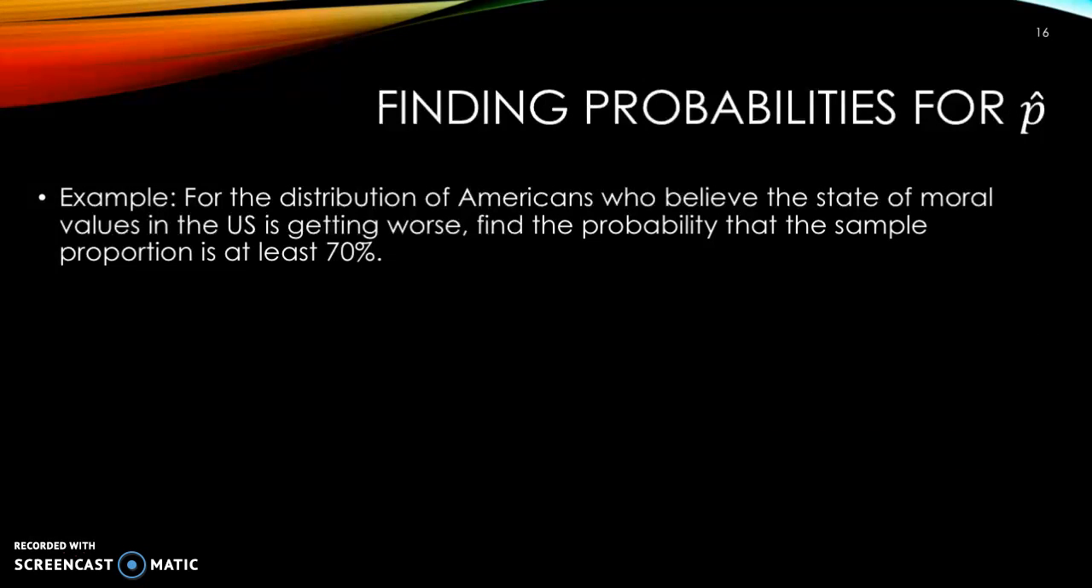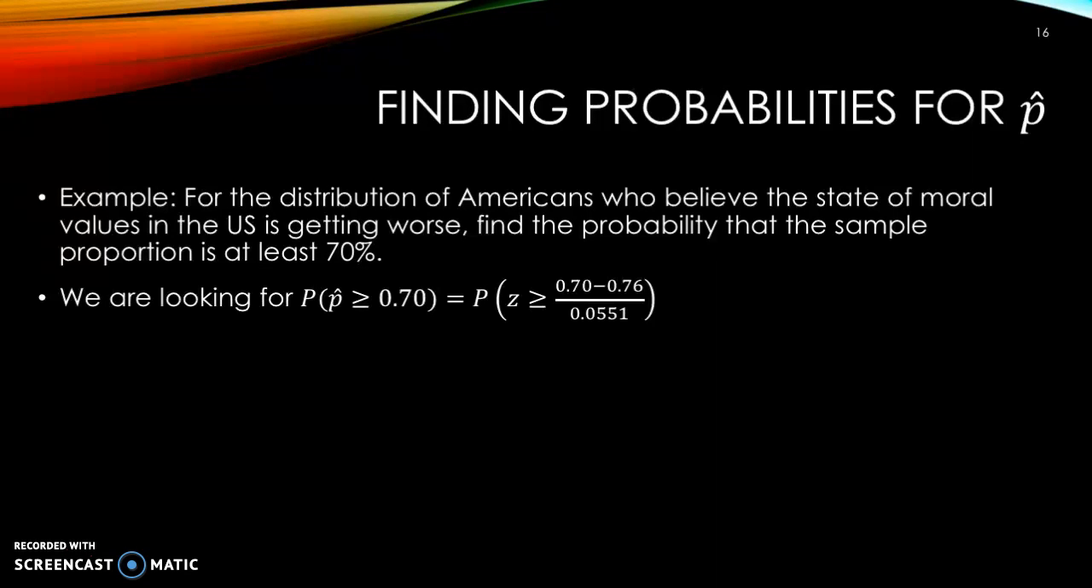Assuming we're working off the same base problem, for the distribution of Americans who believe the state of moral values in the U.S. is getting worse, find the probability that the sample proportion is at least 70%. So I'm finding a probability for the sample proportion. So probability for p-hat is at least 70%. That means greater than or equal to 70%. I want to interpret 70% as a decimal.